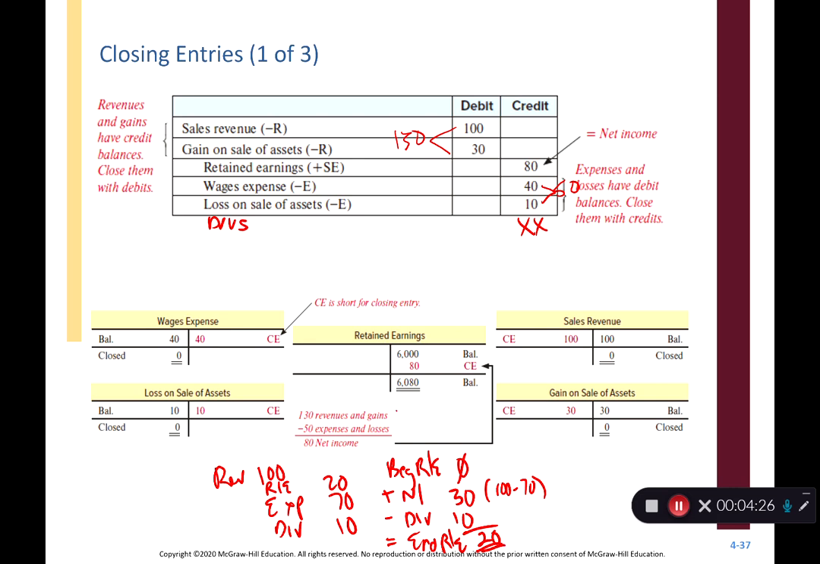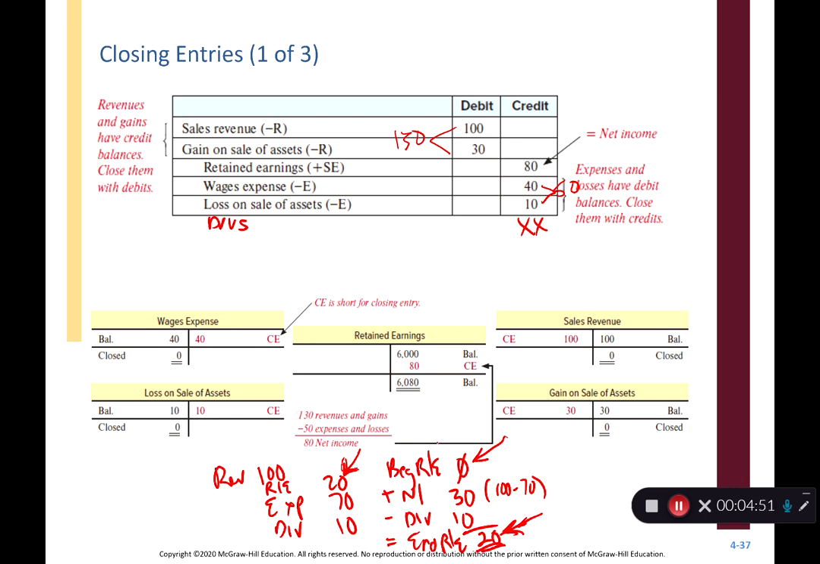So the whole point of this closing journal entry over here is to put the effect of all those accounts into retained earnings. And the effect, as we can see from the statement of retained earnings, is that our retained earnings goes from 0 to 20. It goes up by 20. And that's exactly what our closing entry does. A credit to retained earnings does indeed make it go up.